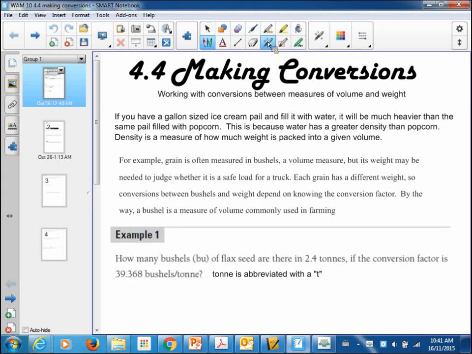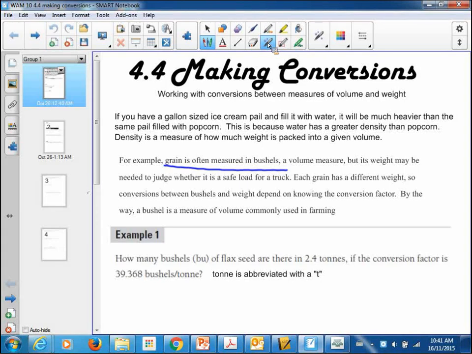Sometimes you go between volume and weight. It's called density. Now think about a few things. If you have a gallon-sized ice cream pail, fill it with water. That's heavier than the same pail filled with popcorn. So you know that volume can be the same, but the weight, the mass, can be different. Okay.